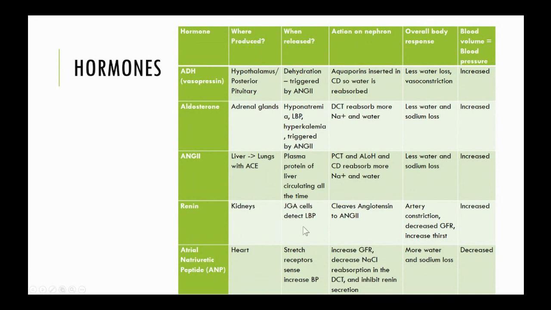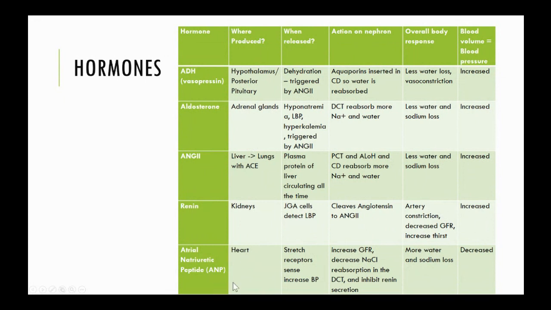Renin is released by the kidneys when the JGA cells, the juxtaglomerular apparatus cells, detect low blood pressure. What it's going to do is cleave angiotensinogen to ANG2, and we get that artery constriction, so vasoconstriction. It's going to decrease our glomerular filtration rate, and it's also going to increase thirst, which is therefore going to increase our blood volume and hopefully increase our blood pressure. So these top ones are all going to increase blood pressure.